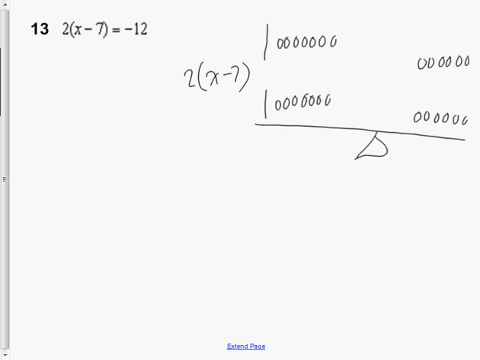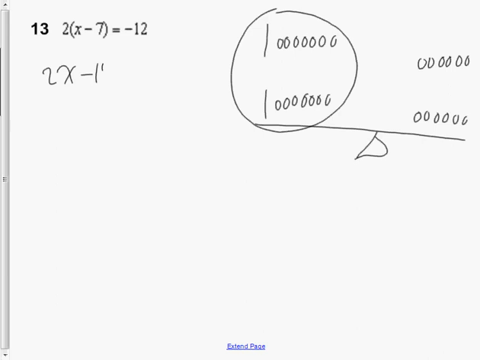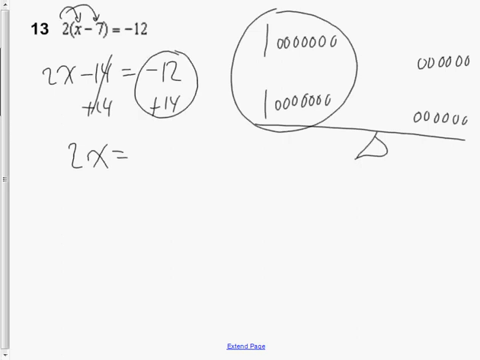Okay? So when I really reassess what this side is really saying, two groups of x minus 7 is really two x's and a minus 14. This is called expansion, and we see it when we put these arrows here. 2 times x is 2x. 2 times negative 7 is negative 14. So we have 2x minus 14 equals negative 12. And then it would just be a grade 7 question where I would add 14 to both sides. I get 2x equals the sum of negative 12 and 14.